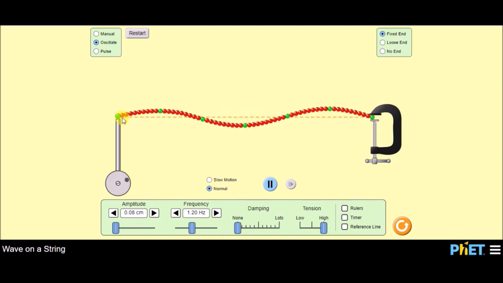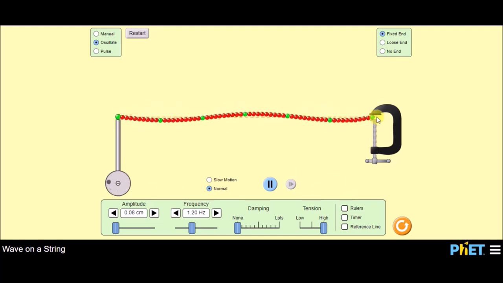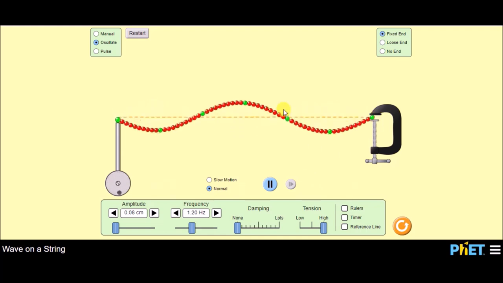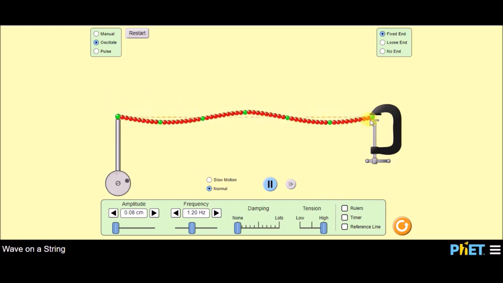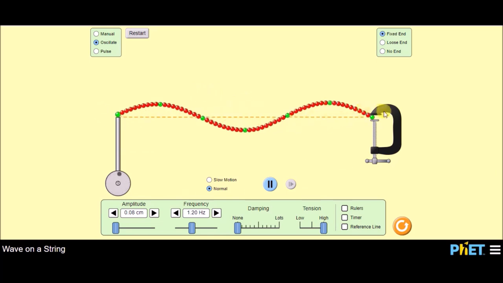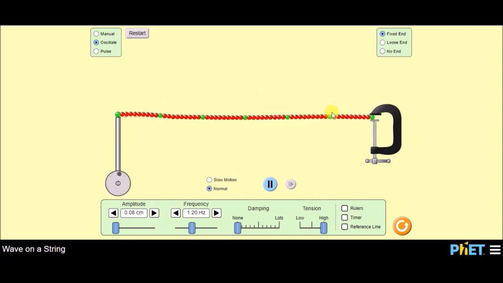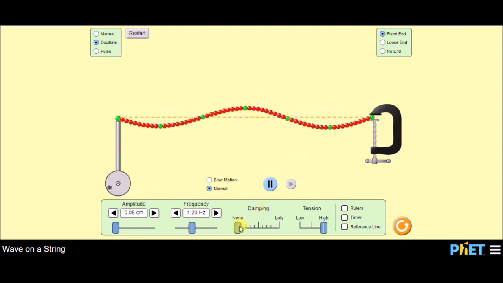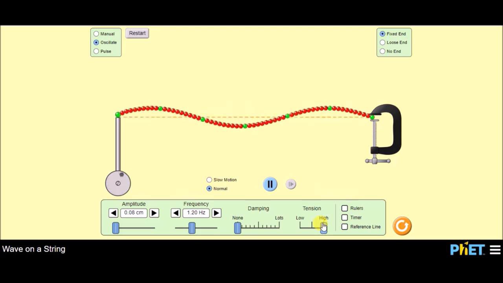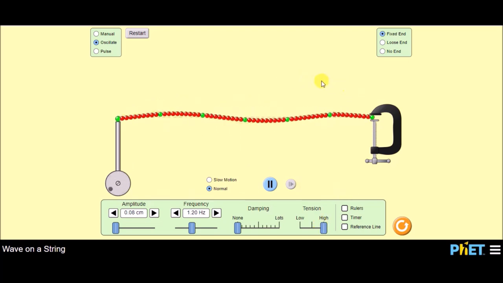So if the length of the string is L here, then the length is equal to, this is one wavelength and this is half wavelength. So the length in this case is equal to 3 by 2 lambda, or 3 by 2 of the wavelength. Again, 4 nodes are found here, here, here, and here. You can see the nodes are lambda by 2 apart, and these are the points of antinodes where the displacement is maximum. Here we have kept the damping to least, or there is no damping here, and we have kept the tension to the highest level for achieving this kind of nodes and antinodes.